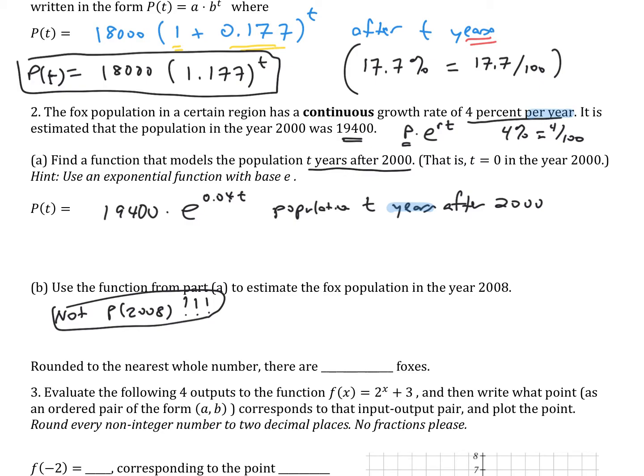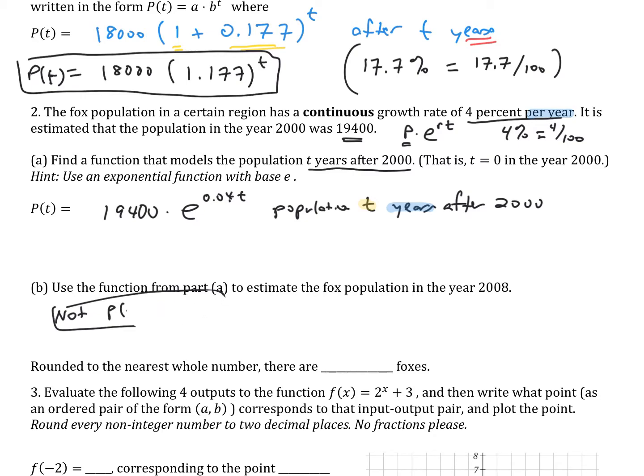P of 2008 would mean the population 2008 years after the year 2000. That is not what we mean. If the input is supposed to be the number of years after 2000, then the value that I would want to evaluate here would just be P of 8.